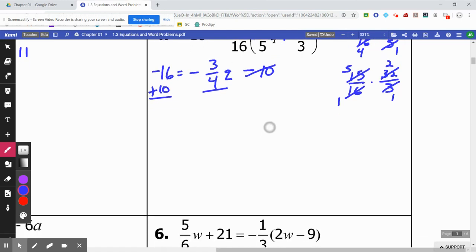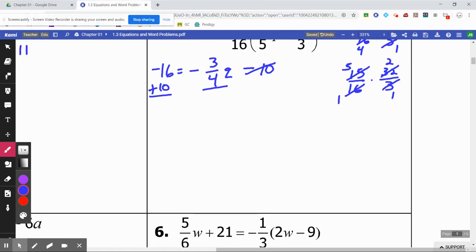So we're going to put our variables on the right, numbers on the left. It doesn't matter which one you put on what side. But since the Q's were all on the right already, I left them over there. Negative 16 and 10 is negative 6 equals negative 3/4 Q.